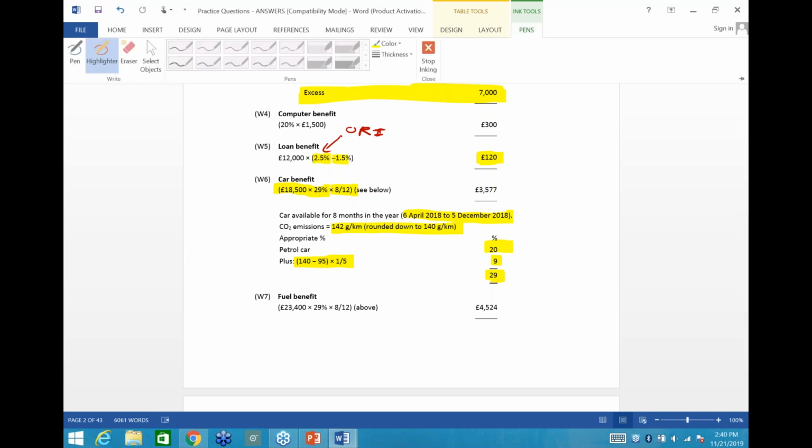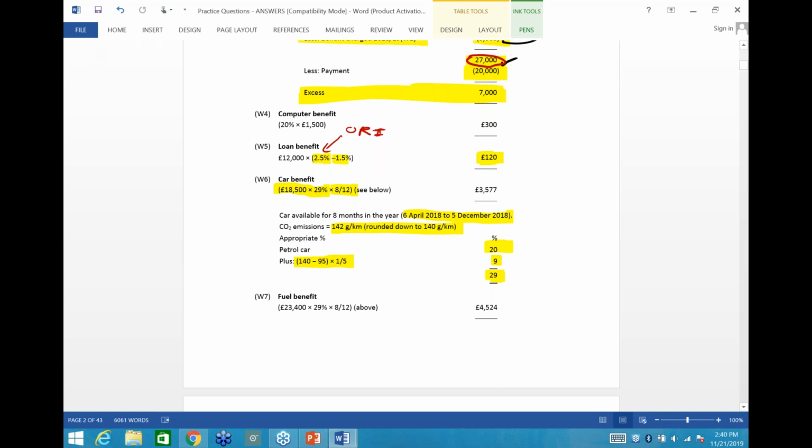Car benefit is 3,577. At the same time, you can calculate the fuel benefit also, because Rita has been given not only the car for her private use, even for her private journeys, the employer has provided petrol for her private journeys, which gives her a personal benefit. There, when you are calculating the fuel benefit, remember, you have to apply this fixed figure of 23,400, which is given in the tax table.